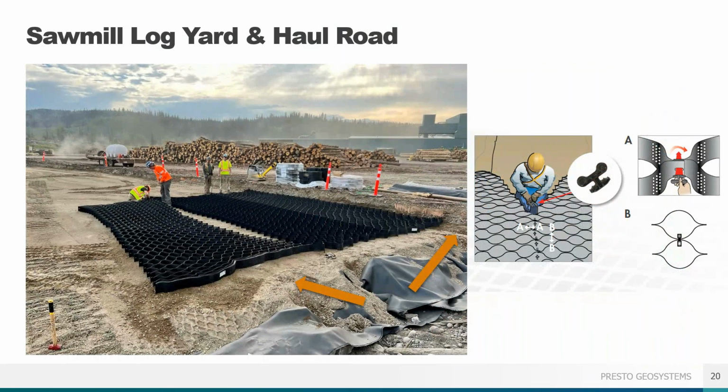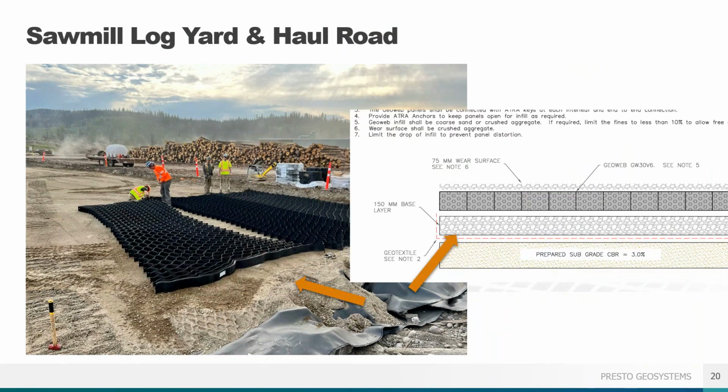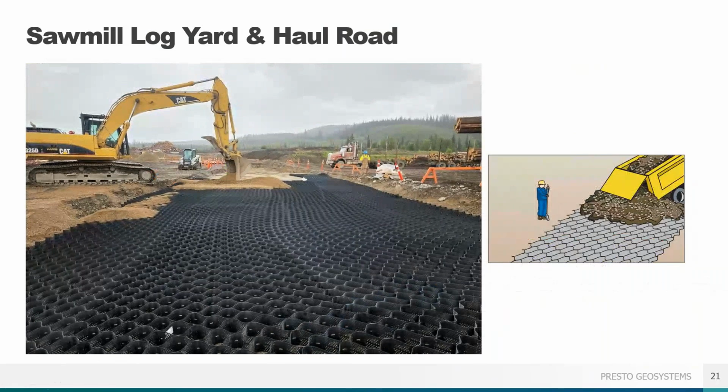A 6-inch or 15-centimeter GEOWEB load support system with high-strength woven geotextiles was installed, with the infill designed to promote stormwater infiltration. Here we see the GEOWEB sections expanded, and the workers are just beginning to connect panels side to side with the ATRA key. This design included a permeable base layer with less than 10% fines for stormwater purposes. The GEOWEB system provides a strong reinforcement layer for the constant heavy loads that the mill infeed sees daily.